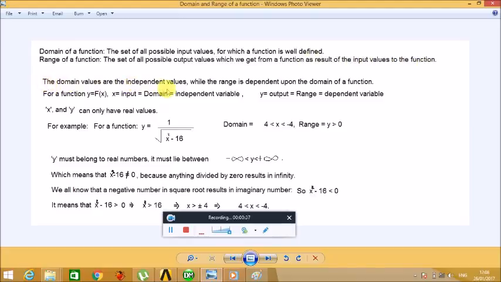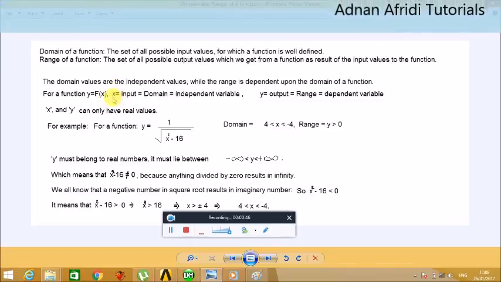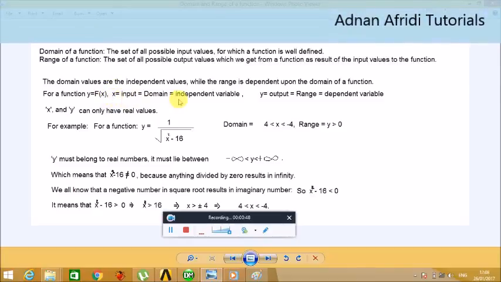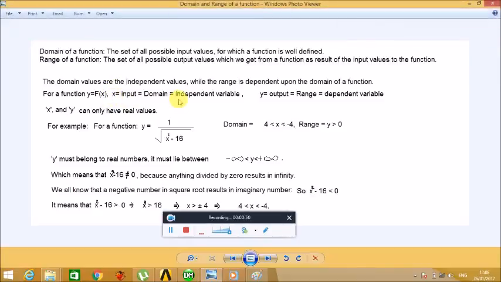Domain values are independent values and they are often represented by the variable x. When we give some input values to a function, the function executes those values and gives us some output values as a result of that input. These output values are called the range of a function. Range values are dependent upon the domain values. Therefore, the variable y, which represents the range of a function, is called the dependent variable.